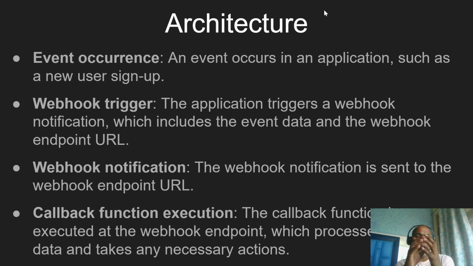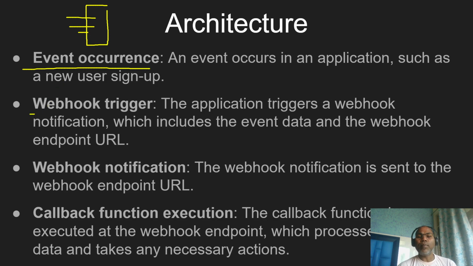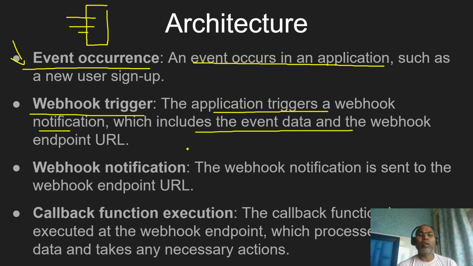From the component perspective in a webhook, what would the major components or architecture be like? First, event occurrence: the number of events that occur in the system. Similarly, webhook trigger points. When an event happens on an application, such as a sign-up, a notification or a transaction, the application triggers a webhook notification which includes the event data along with the webhook endpoints.